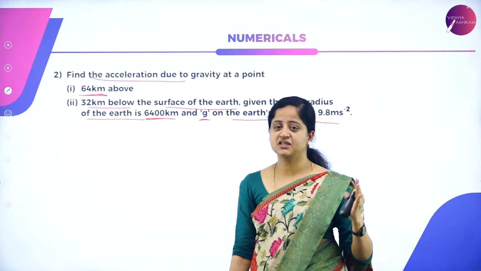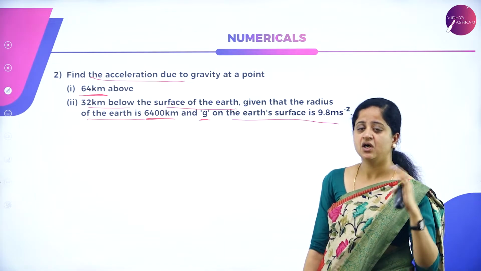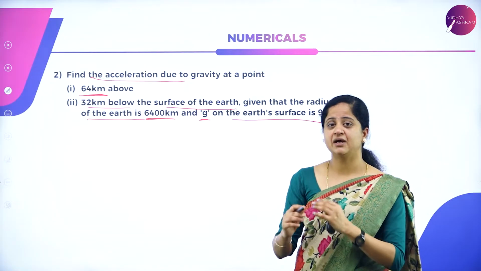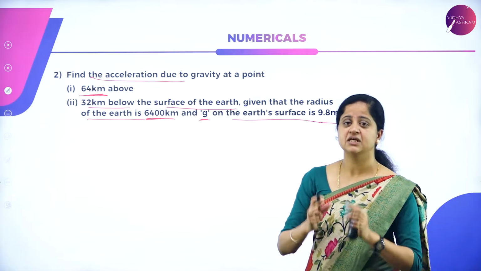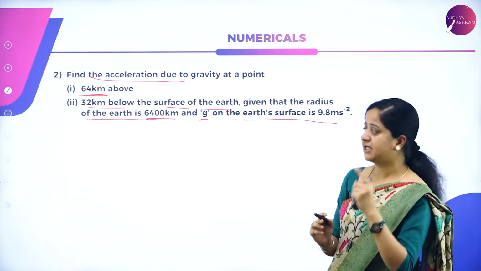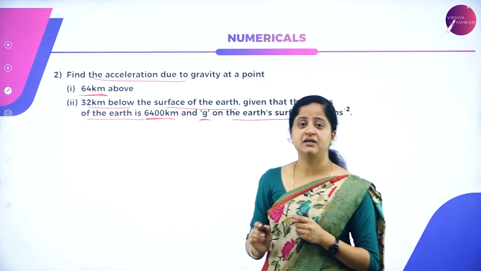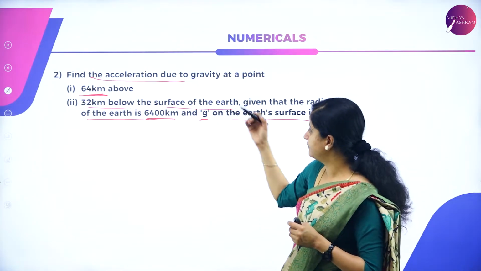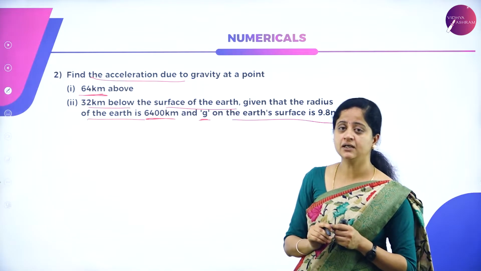So in the last sessions we have come across the expression, or we have even derived the expression for the acceleration due to gravity above the earth's surface and below the earth's surface. Now we know the final expression. With the help of that, we need to find the value of g, that is 64 km above the earth's surface and 32 km below the earth's surface.